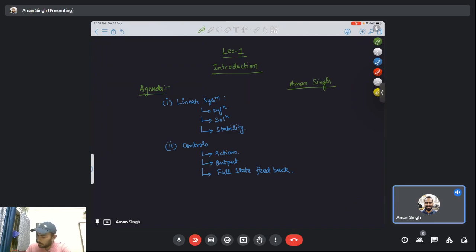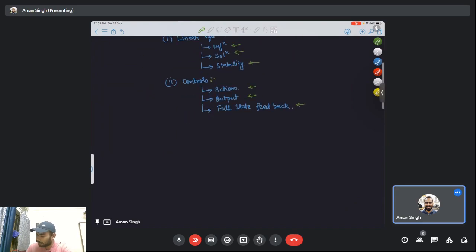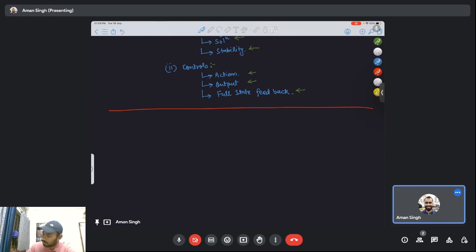The agenda for today is we will try to learn a basic definition of what a linear system is, what is its solution, and when can we consider a linear system to be stable. Then we'll go into preliminaries of controls. So we'll see what are actions, what is an output, what is full state feedback, and then we'll end this lecture. So starting, we'll define what a linear system is.